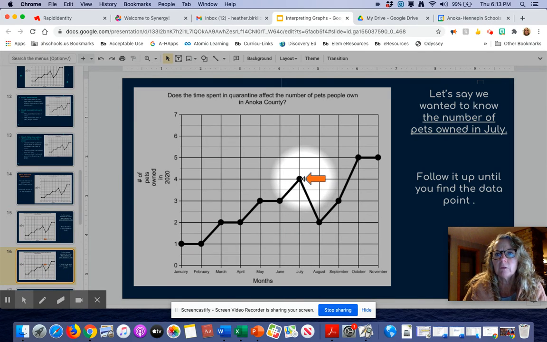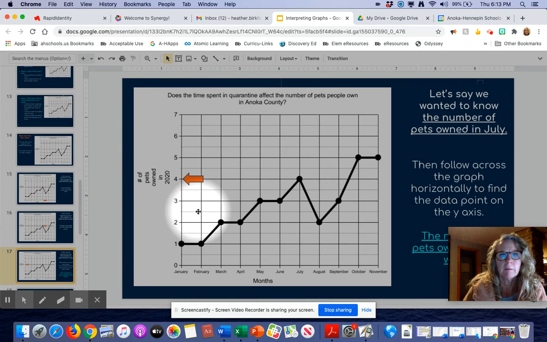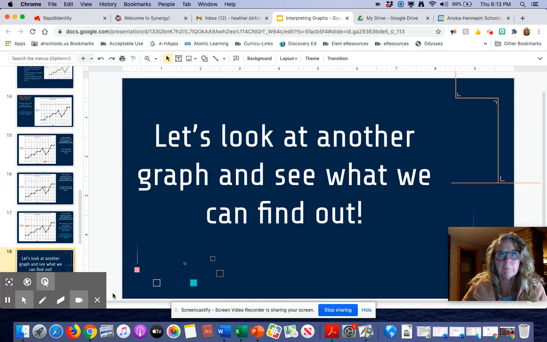And let's say we wanted to know the number of pets. So we're going to follow it up until we find the data point. And then once we find the data point, we're going to follow that data point all the way over here until we can say that, okay, in July, there were 4 pets owned, and that's what it says underneath my face there, I guess. So there were 4. Okay. So let's look at another graph and see what we can find out.